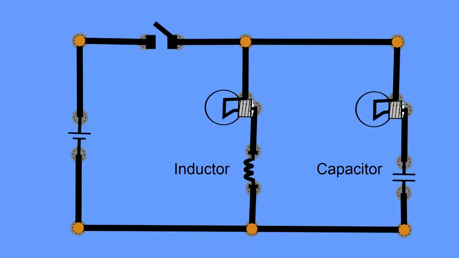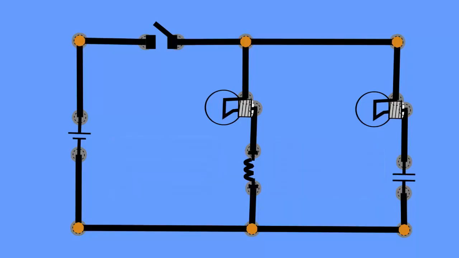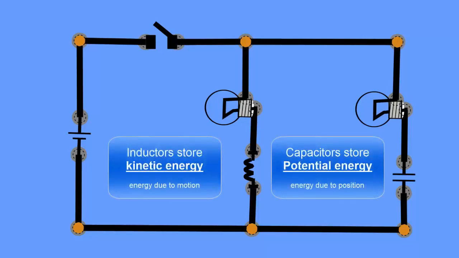So we know inductors oppose instantaneous changes in current, and capacitors oppose instantaneous changes in voltage. So these are the two things that they do: oppose a change, one opposing a change in voltage, one opposing a change in current. The other thing we want to look at is they both store energy. The capacitor stores potential energy, and the inductor stores kinetic energy. The inductor stores energy due to the movement of electrons, while capacitors store energy in the position of electrons on the plates.